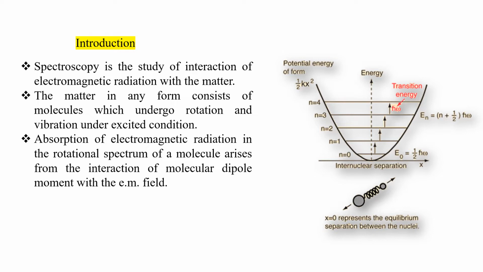In the introduction part, we discuss that spectroscopy is the study of interaction of electromagnetic radiation with matter. Matter in any form consists of molecules. You can note that the matter consists of molecules which undergo rotation and vibration under excited conditions. During the interactions of the electromagnetic wave, the absorption of the electromagnetic radiation in the rotation spectrum of a molecule arises from the interaction of the molecular dipole moment with the electromagnetic field.